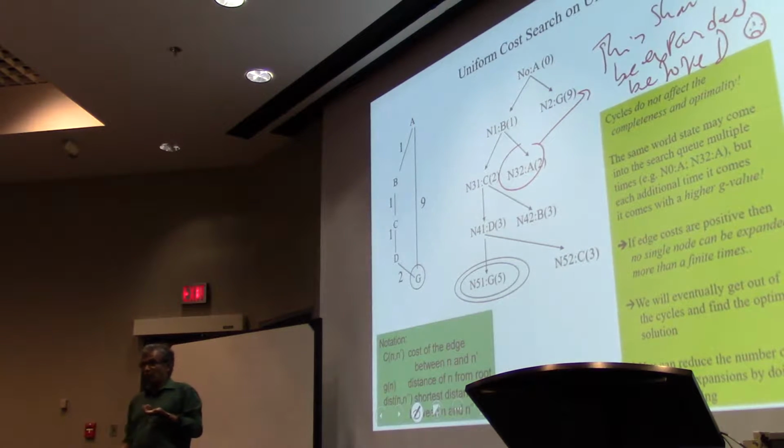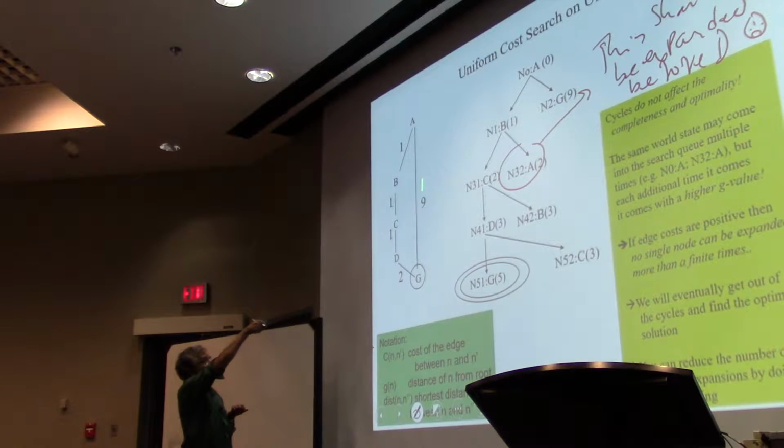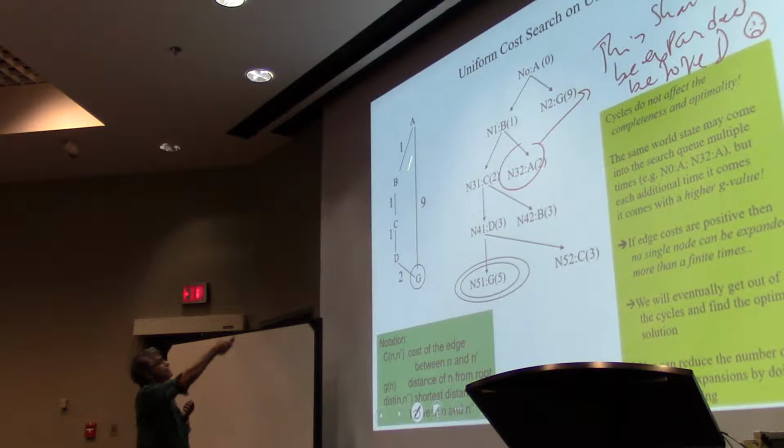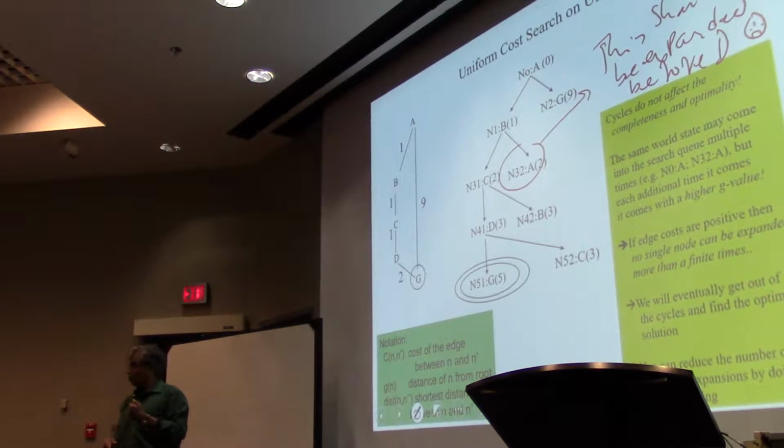Okay? So 4 plus 1, 5, which is still better than 9, so you will expand B. And then you will get to C. C would be 2 plus 3, 5. You will again expand C.